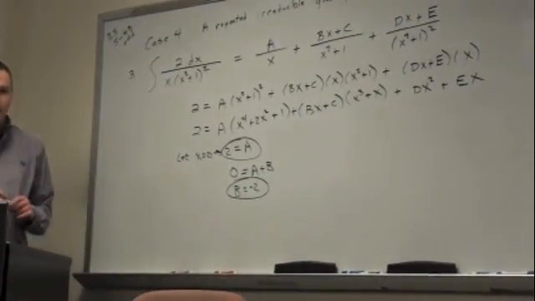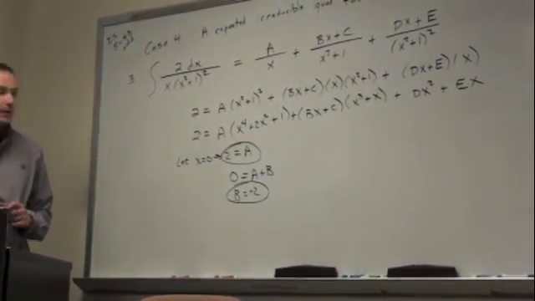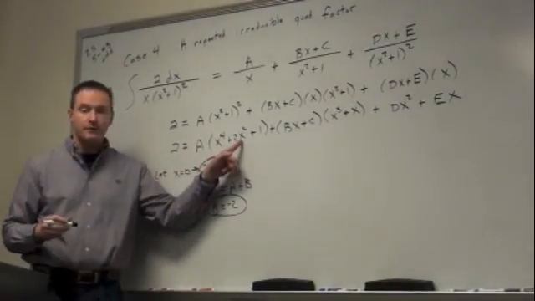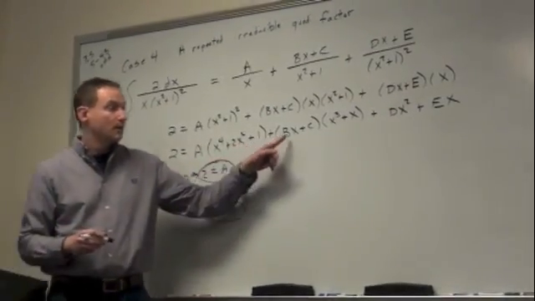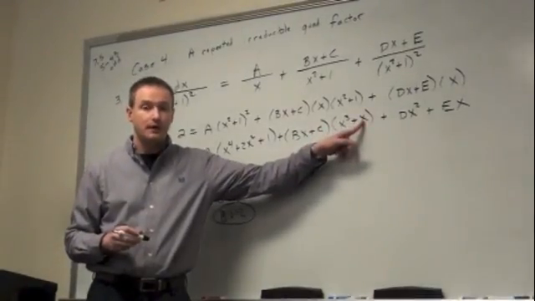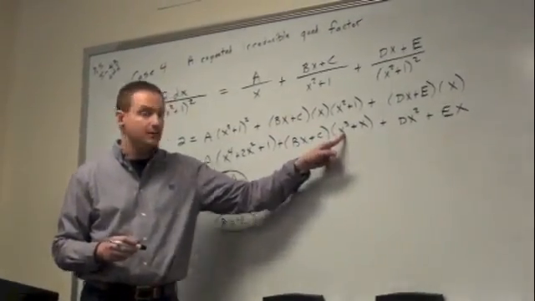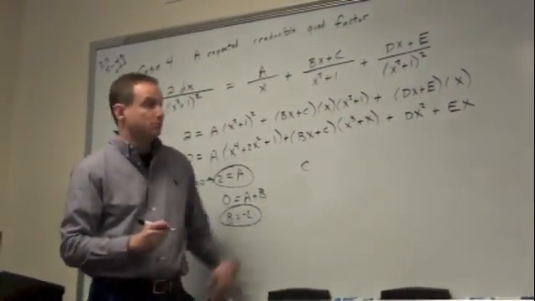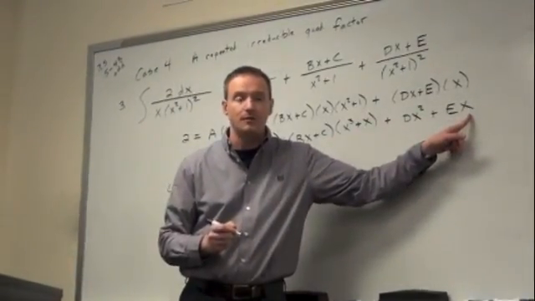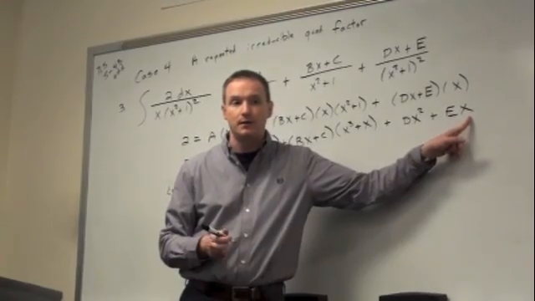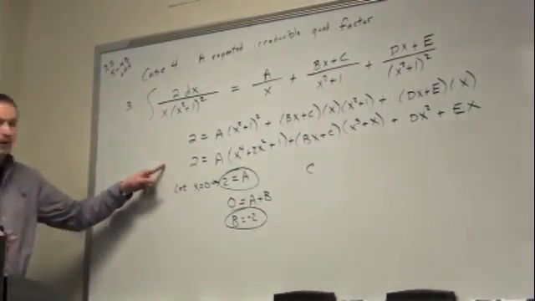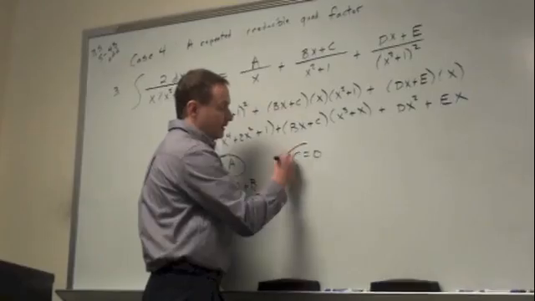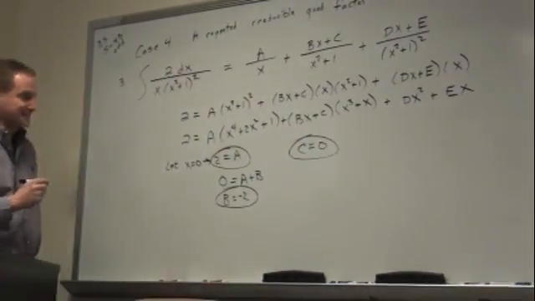Have my solution for a, have my solution for b. 3 more to go. I go down to the x cubed terms. A is not a coefficient of x cubed. B is not a coefficient of x cubed. C is. So I could say C is a coefficient of x cubed. No other coefficients of x cubed. What is C equal to then? The coefficient of x cubed on the left, which is 0. We can see that C is 0.